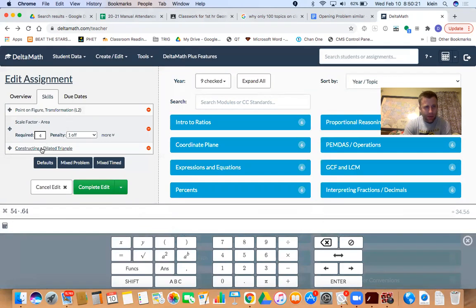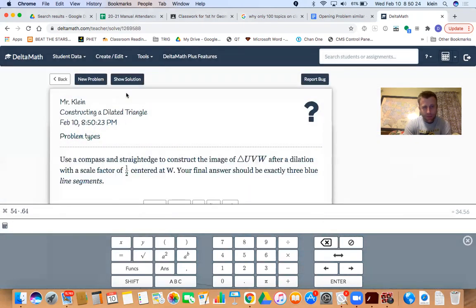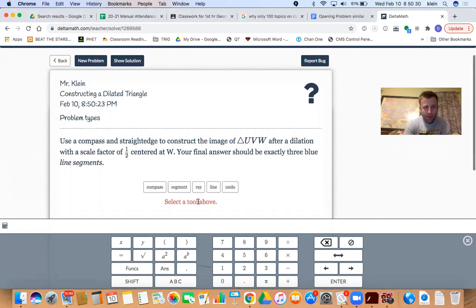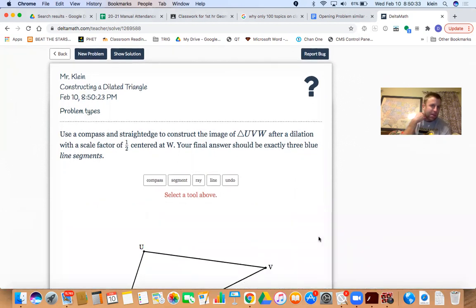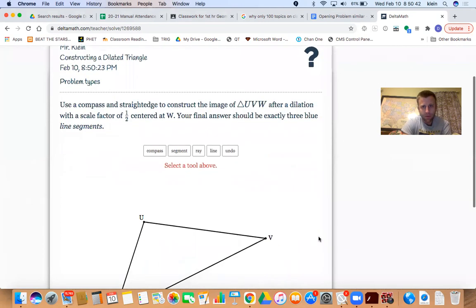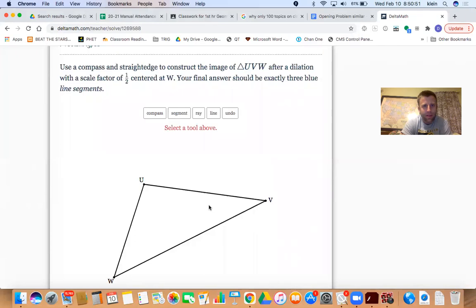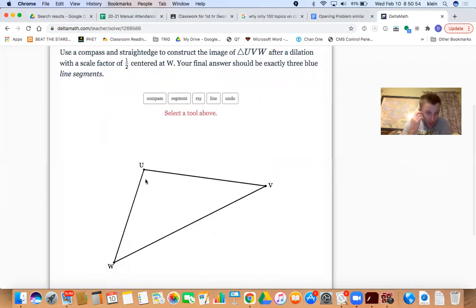Okay, the other one's this one. You probably have to watch me do this, or like I said, you can show solution and see if you can figure it out that way too. But I will walk you through it here. This is more with the compass. Use a compass and straight edge to construct an image of that triangle after dilation of scale factor of half. Use 3 blue lines. So we need to cut it down by a half, centered at W. Basically we're pulling these points in halfway, so you need to find the middle here. That's essentially what it boils down to.